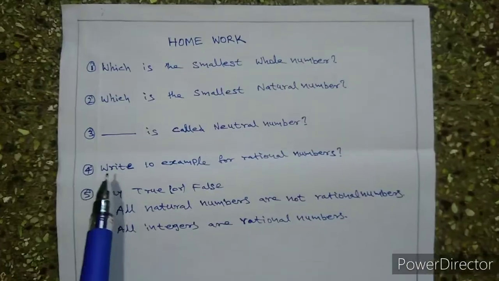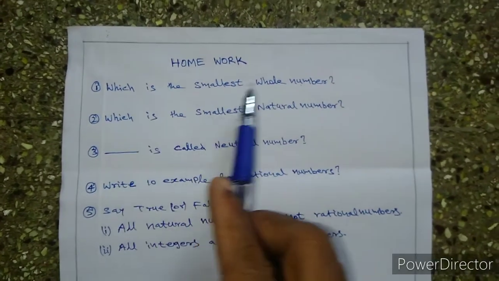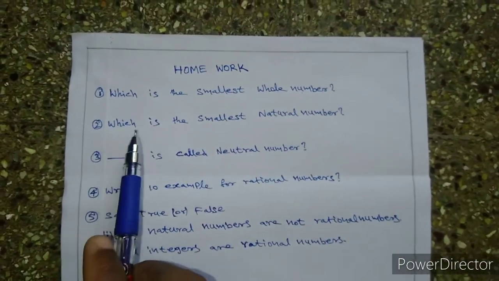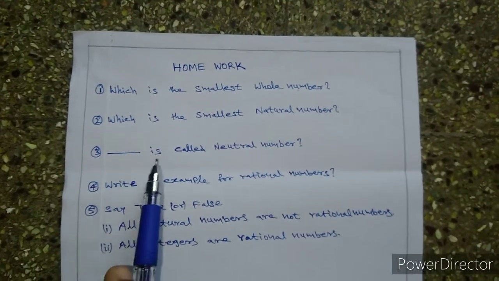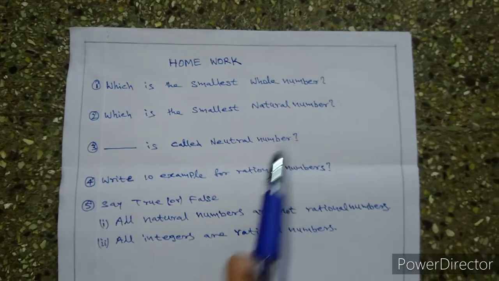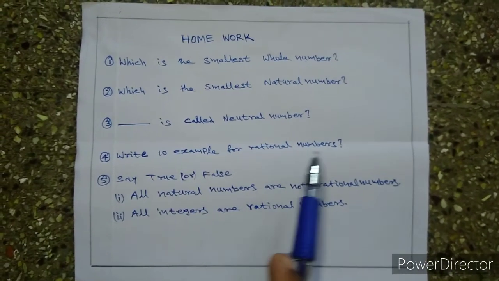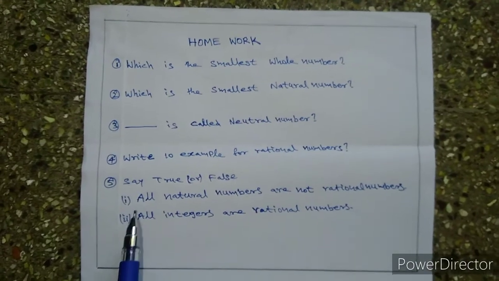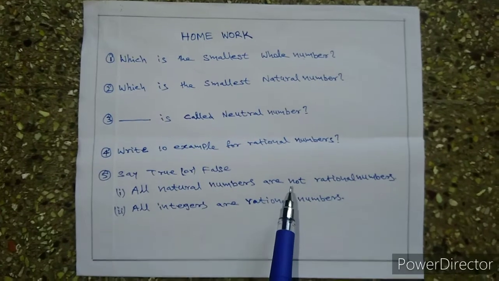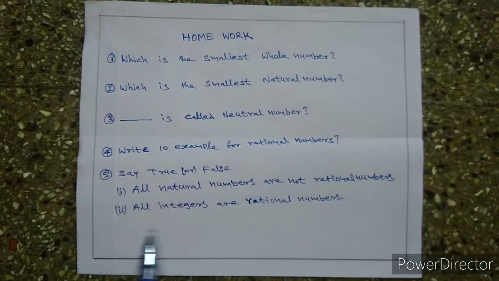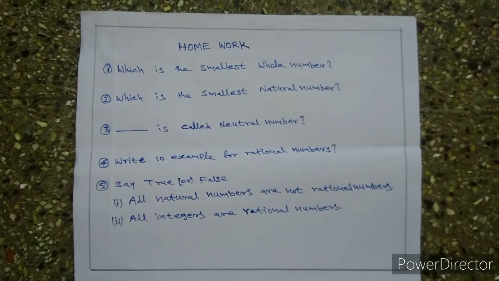That's all. Homework. Question number 1. Which is the smallest whole number? Second one. Which is the smallest natural number? Third one. Dash is called a neutral number. Fourth one. Write 10 examples for rational numbers. Fifth one. Say true or false. All natural numbers are not rational numbers. All integers are rational numbers. That's all. Thank you.